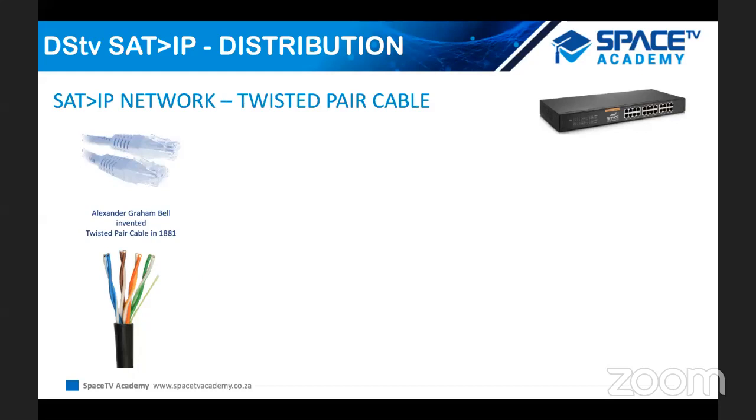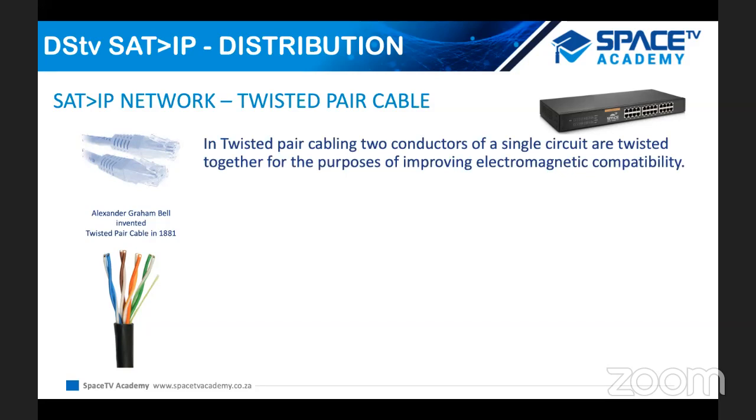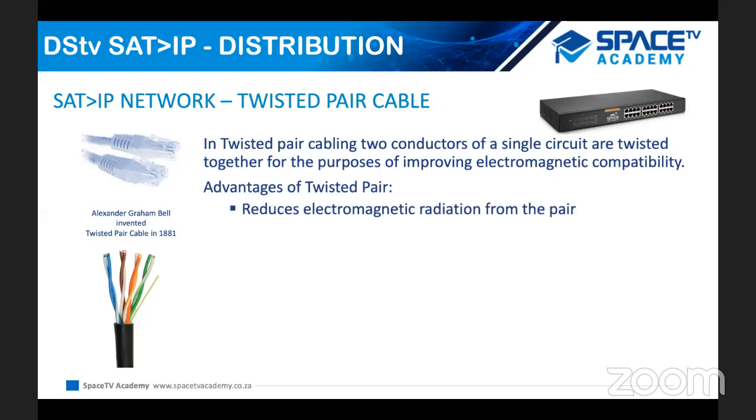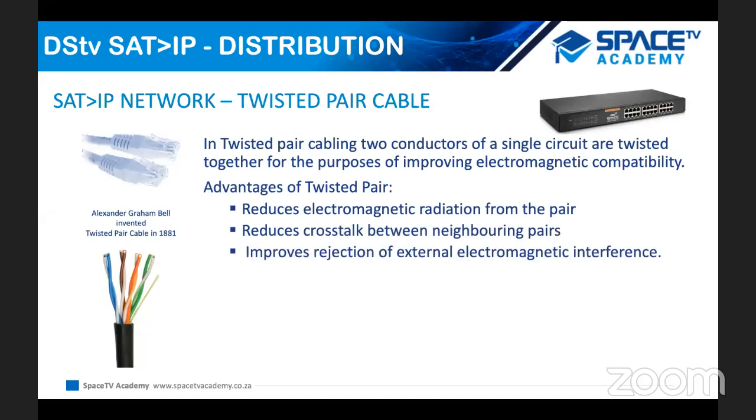Okay, so we spoke earlier and we said we had a twisted pair cable instead of coaxial cable. So the twisted pair cabling, two conductors in a single circuit are twisted together for the purpose of improving electromagnetic compatibility. The advantage of twisted pair: it reduces electromagnetic radiation from the pair, it reduces crosstalk between neighboring pairs, it improves rejection of external electromagnetic interference, and it was invented by Alexander Graham Bell in 1881.